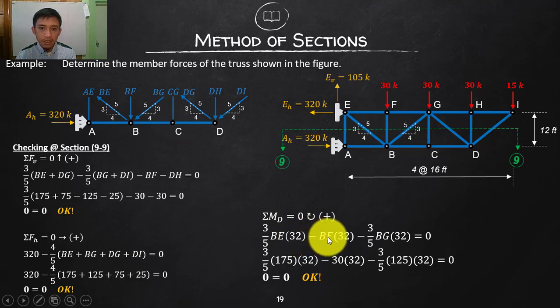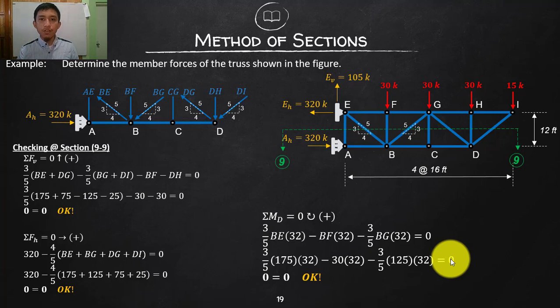That will give us a clockwise moment, so positive. And then BF is purely going down, and that creates a counterclockwise moment, and the moment arm is 32. The component of BG is still going down, the same thing: the component is 3/5 and the moment arm is 32, counterclockwise, so negative. Substitute BE is 175, BF is 30, BG is 125. Calculate, that will give us 0, which is exactly the other side, 0. So we are 100% sure that our forces are all correct.